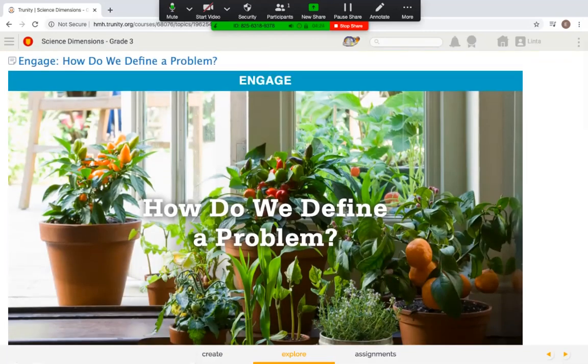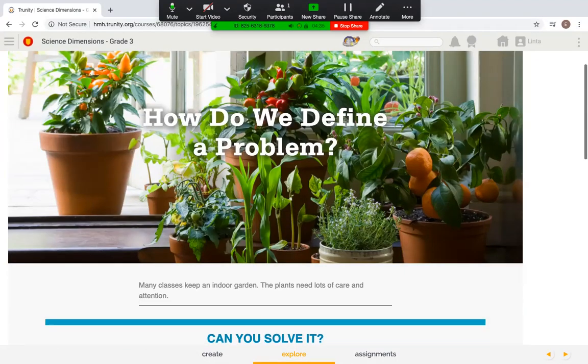So how do we define a problem? As you can see, there are some very beautiful plants. Okay, what about these plants? Many classes keep an indoor garden. The plants need lots of care and attention. Yes, we all know that. We need to water the plants, put them in sunlight, give them enough air and nutrients so they can grow up and make up beautiful scenery inside the class. So what's wrong with that?